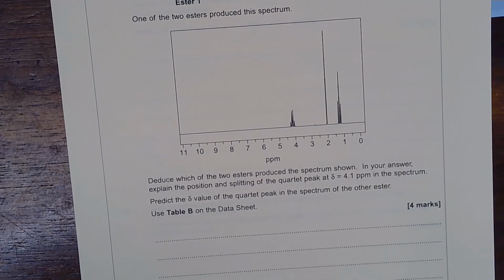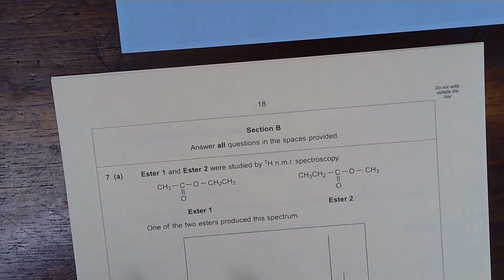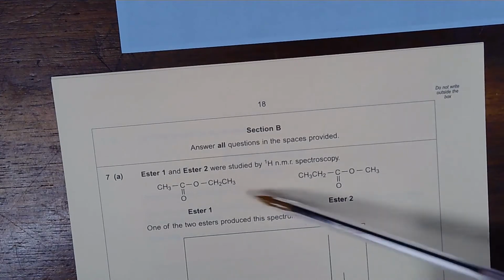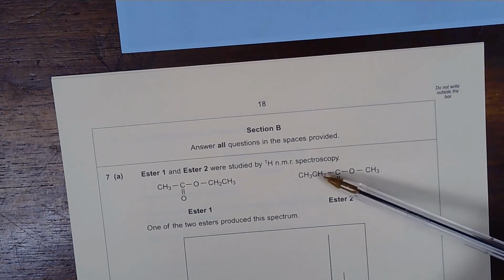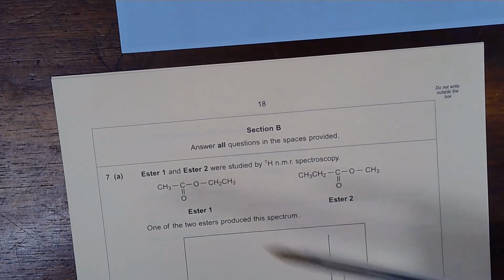In your answer, explain the position and splitting of the quartet at 4.1 in the spectrum. Predict the delta value of the quartet peak in the spectrum of the other ester. These esters are very similar. There is an ethyl group attached here to the oxygen directly, and here there's an ethyl group attached to the carbonyl carbon, the C double bond O. This will make a difference to the delta values of the protons in these environments here.